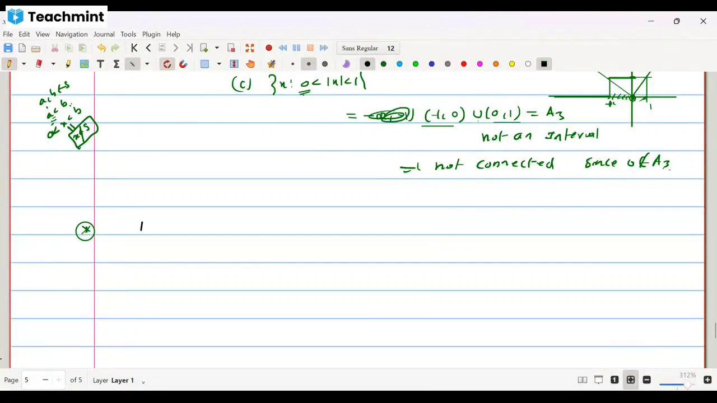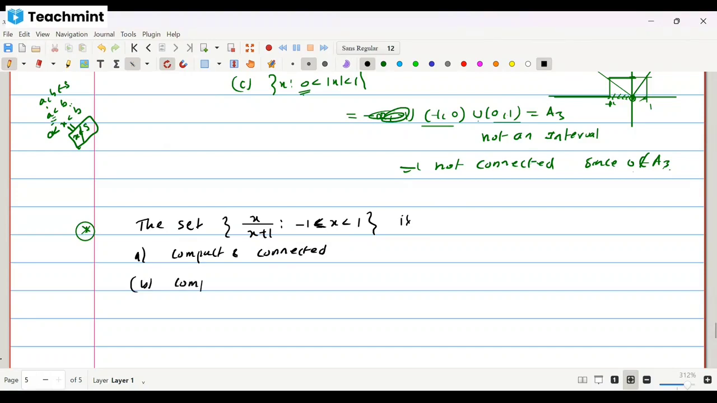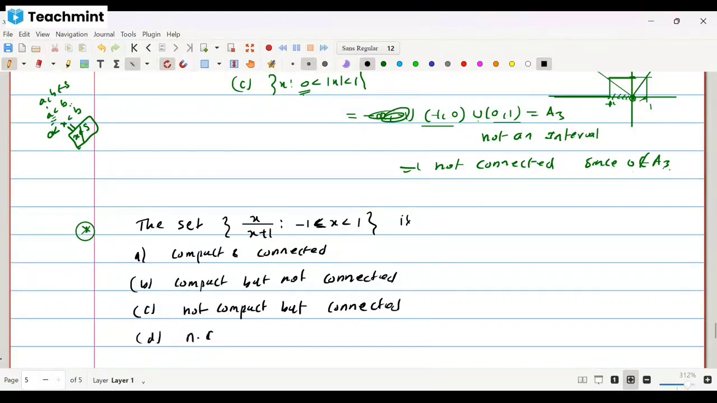Next one. The set {(x, x/(x+1)) such that -1 < x < 1} is: options are A, compact and connected. Option B, compact but not connected. Option C, not compact but connected. Option D, neither compact nor connected.